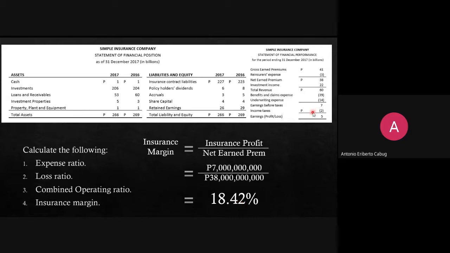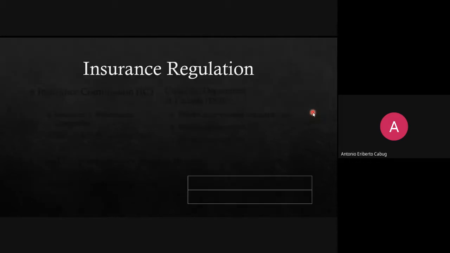Think of this as the sales margin. Diba? Yung bawat benta natin, magkano napupunta sa kita. For example, if we're selling a total revenue of 1 billion pesos, when we say the profit margin is 10%, 100 million, no? 100 million yung ating kita. That's revenue minus expenses. So the insurance margin is very much related to the profit margin or the sales margin in a retail company. Okay?